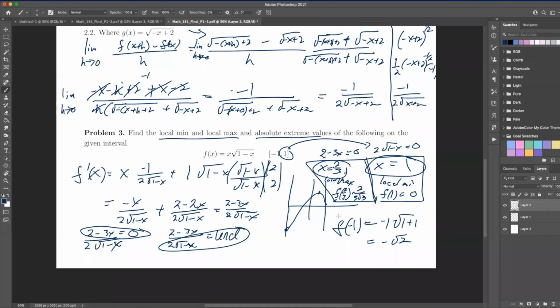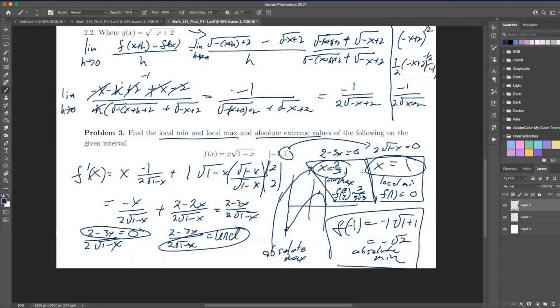Not only is this the local max, this is also the absolute max, because it's the highest of all these points. Even though this is a local min, our endpoint here at -1 is much lower, so this is my absolute minimum. So what am I looking for in this question? You need to identify what the absolute max is, in this case our local max right here, and find our absolute minimum, which in this case was one of our endpoints.